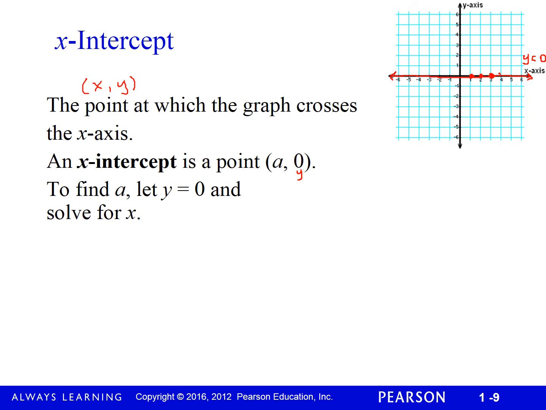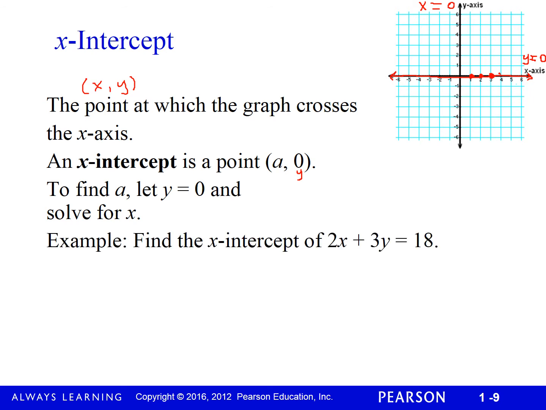The y-axis is the line x equals 0. And so that's kind of surprising sometimes for students, that the x-axis is the line y equals 0, and the y-axis is the line x equals 0. To find a, you've known this since pre-algebra. To find the x-intercept, set y equal to 0, solve for x. To get a y-intercept, set x equals 0, solve for y.